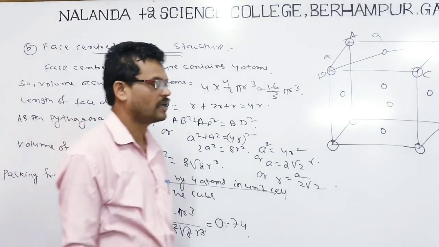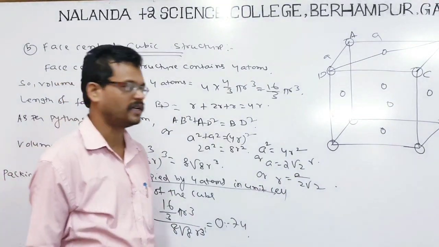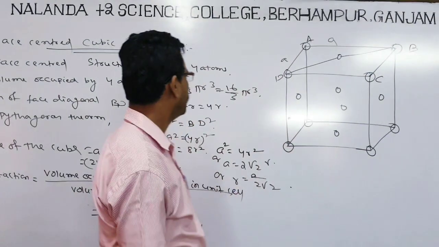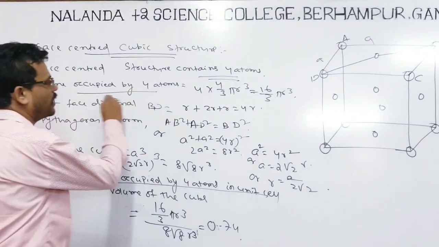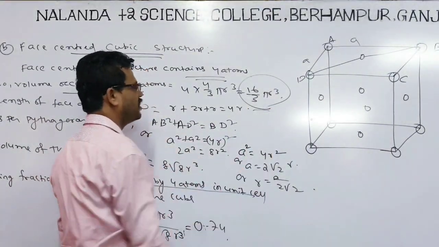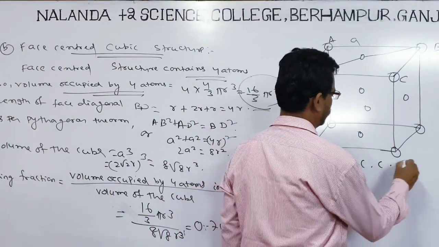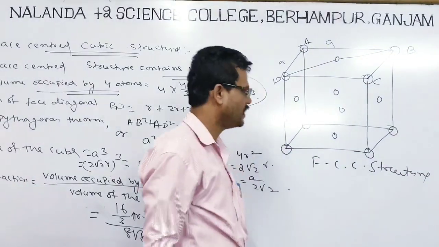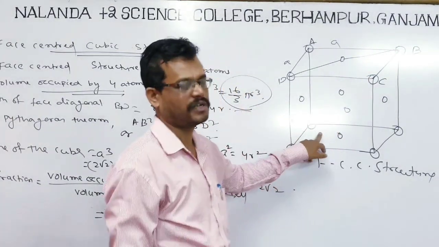Now the face centered cubic structure, its packing efficiency. In the face centered cubic structure, we already know there are 4 atoms present in FCC type cubic crystals. So since 4 atoms are present, the volume occupied by 4 atoms is 4 into 4 by 3 pi r cube, so it will become 16 by 3 pi r cube. Now we have to count: this is the unit cell having the FCC structure. In this structure you can observe there are 8 corner points, and besides this, in the 6 faces, 1, 2, 3, 4, 5, 6 atoms are present.